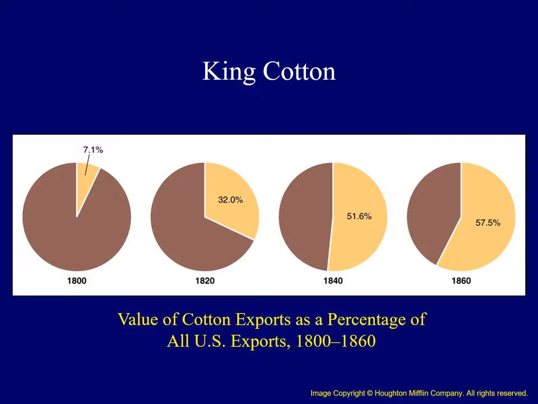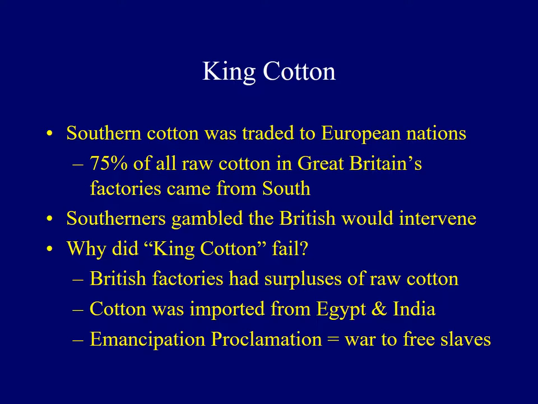Southerners relied on European recognition and intervention in the conflict, and many elites in Europe were sympathetic to their cause. However, King Cotton eventually failed. By 1861, British factories had a huge surplus of raw cotton, and during the war, exports from Egypt and India began to replace the need for Southern cotton. Following the announcement of the Emancipation Proclamation, the war also became a battle to free the slaves, and many in England identified with this war aim.